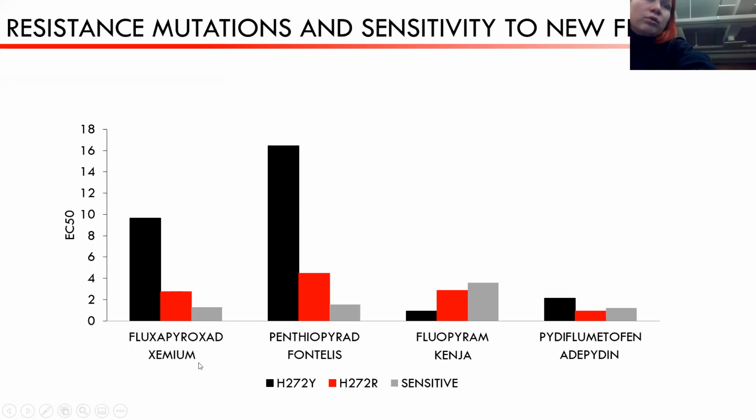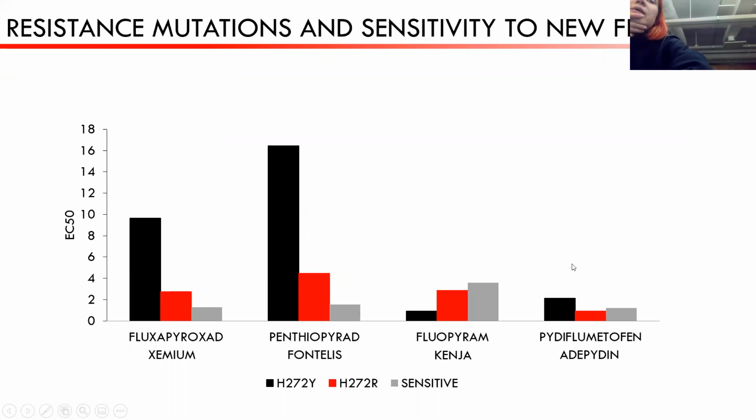Let's look at fluxapyroxad, or Xemium fungicide. We see that in this case, the Botrytis strains that carried the H272Y mutation, black bar, had an EC50 value of almost 10 on average, while Botrytis strains that carried the H272R mutation, red bar, had a much lower EC50 value, about 2. And it's a similar story with penthiopyrad: much higher resistance value in strains that carried the Y mutation compared to the EC50 value of strains that carried the R mutation.